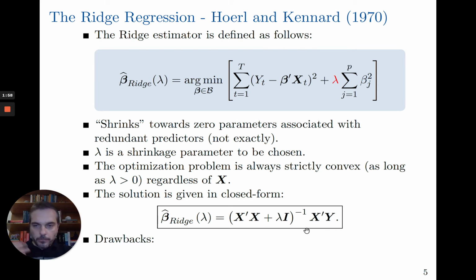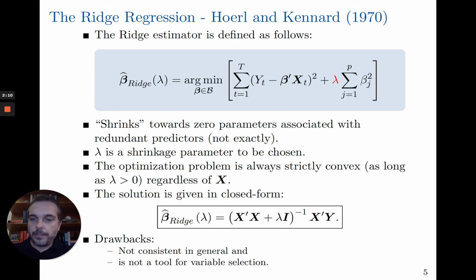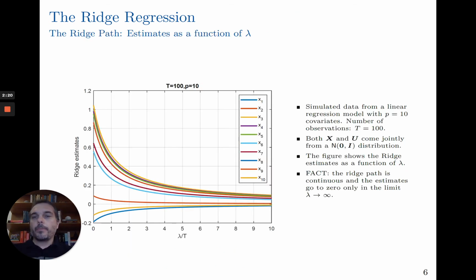Okay, and the drawback is that in general the estimator won't be consistent unless in specific situations, and I'm going to show you which situations these are. And it's not a tool for variable selection, but as I have already mentioned on several occasions, it will be quite good for prediction. Okay? So let's look at this plot here.